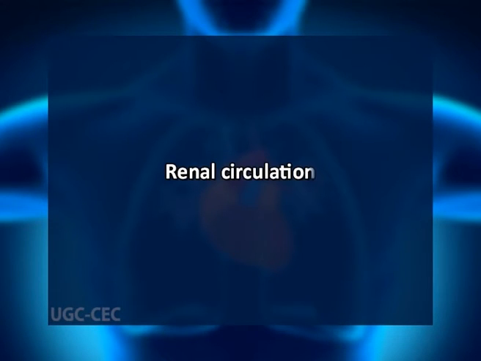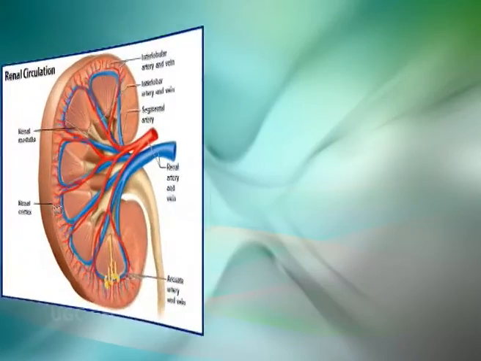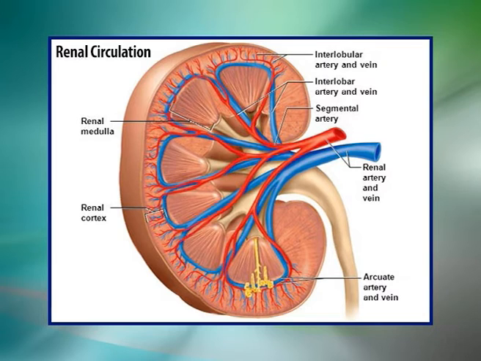And finally, renal circulation. The renal circulation receives around 20% of the cardiac output. It is the blood supplied to the kidneys and contains many specialized blood vessels.